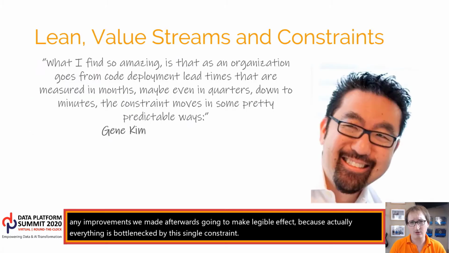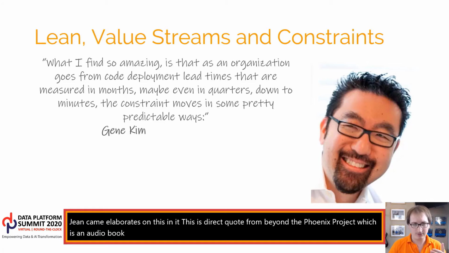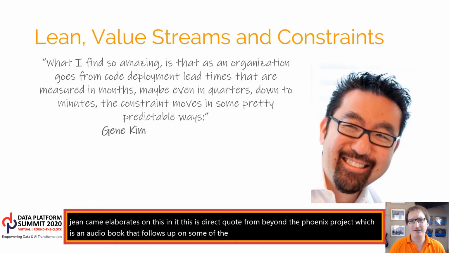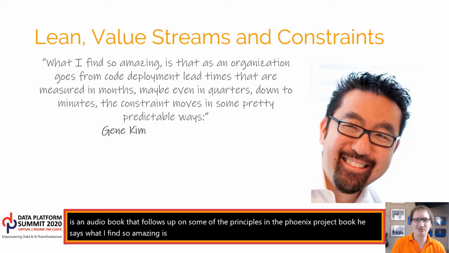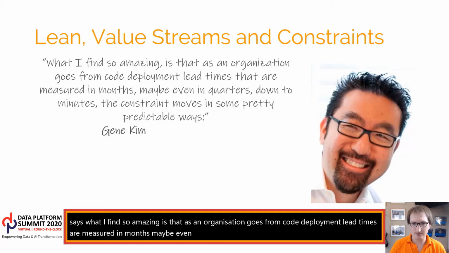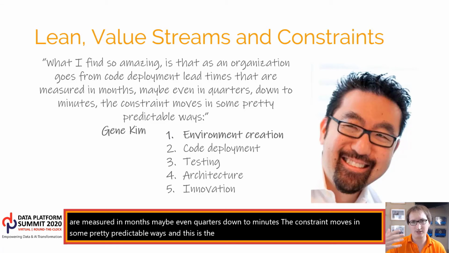This is a direct quote from Beyond the Phoenix Project, which is an audio book that follows up on some of the principles in the Phoenix Project book. He says, "What I find so amazing is that as an organization goes from code deployment lead times that are measured in months, maybe even quarters, down to minutes, the constraint moves in some pretty predictable ways. And this is the order: environment creation, code deployment, testing, architecture, innovation."